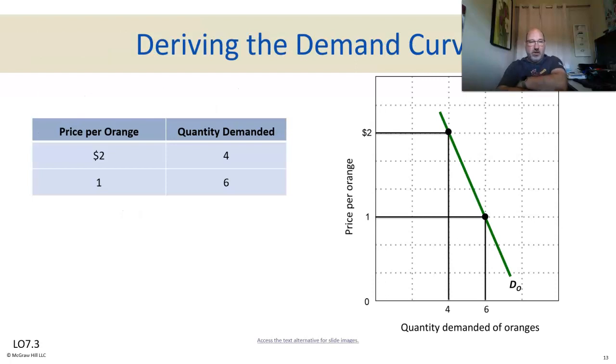So derive a demand curve. Price per orange is 2. We demanded 4. Price per orange is 1. We demand 6. So at $2, the quantity demanded is 4. At $1, quantity demanded is 6. So there is your demand curve for oranges.